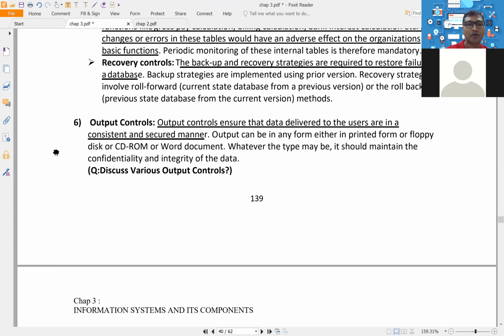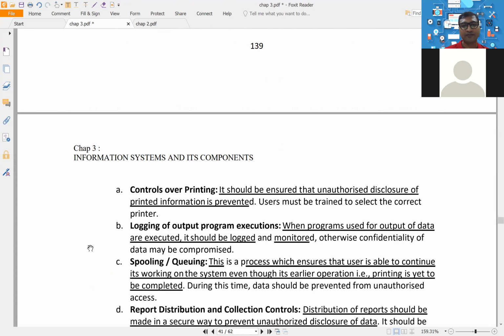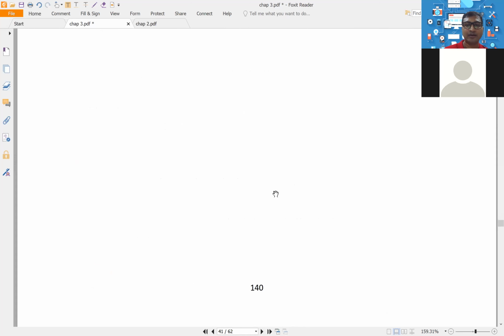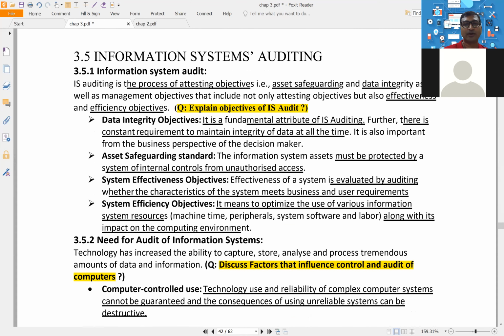And finally, you will get output controls. Now, output controls are very simple, so I think you can manage on your own. Okay, so here we have completed all the different types of control.